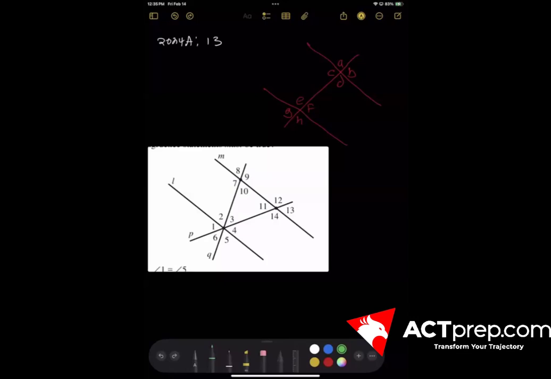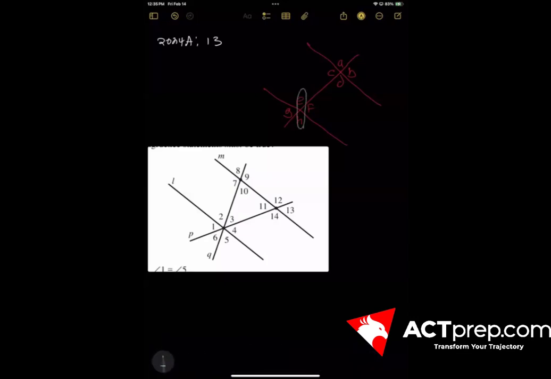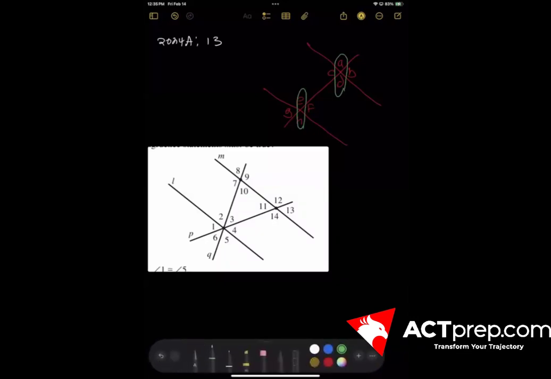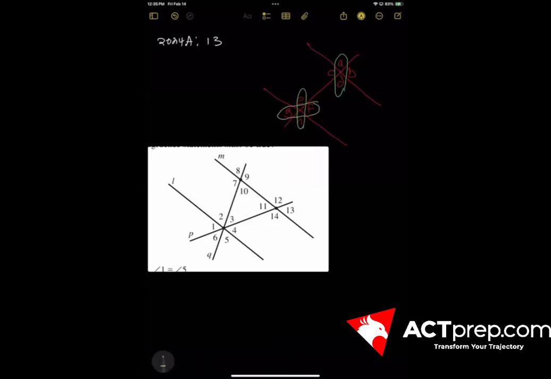So angles that are opposite each other are going to be identical. And then the angles in the same spot on the other parallel line are also going to be identical to those angles. So all four of the circled angles here are the same degree. And going the opposite way, G and F are opposite each other and they are identical.